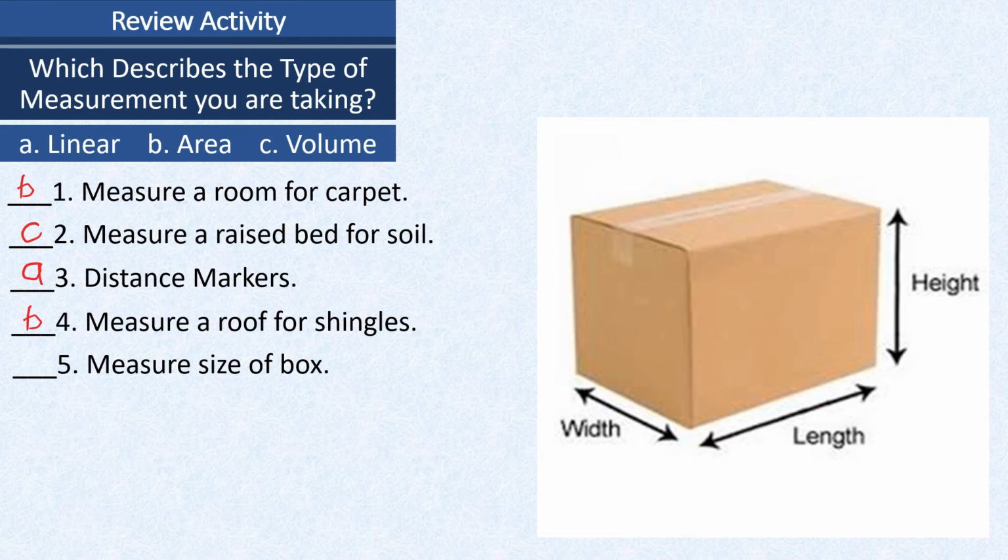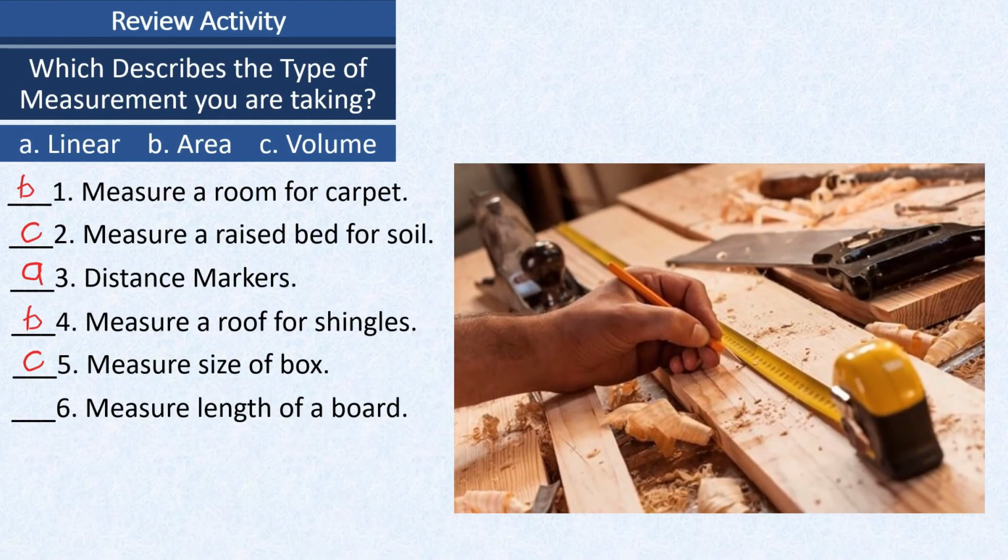So to measure the size of this box, what are we looking at? Length, width, and height. That's 3 measurements. So that will be volume. Alright, next, we're going to measure the length of this board, mark it, and cut it. So when we measure length, that is A, linear.